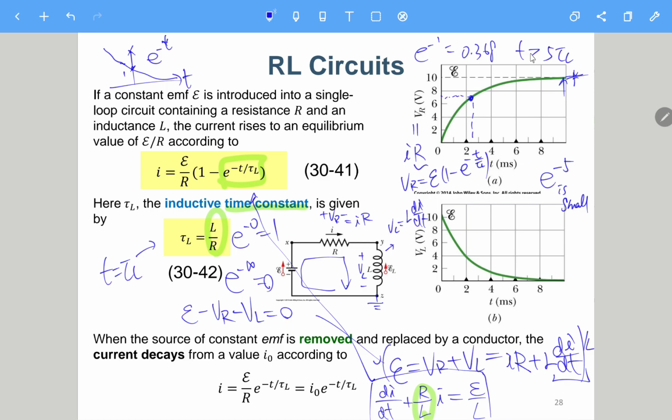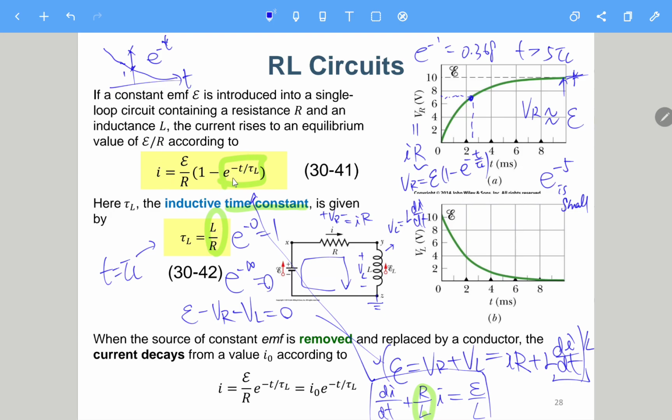So which means that when t is larger than 5 tau L, we will say that VR is approximately e. Okay. So that's the meaning for the time constant. Okay, and later on I will let you know how we can derive the solution of this differential equation.